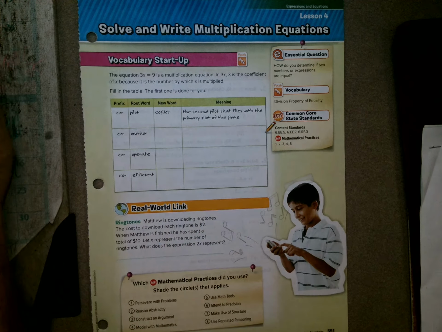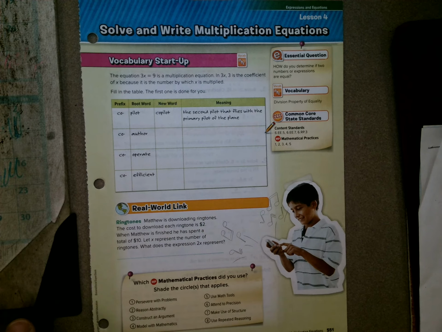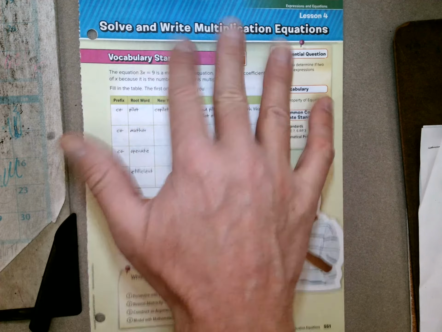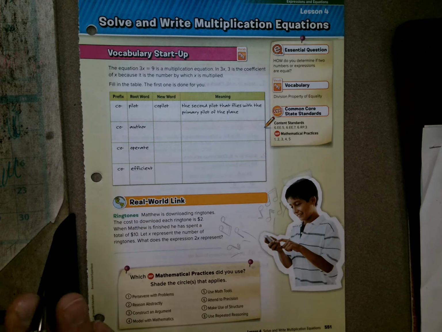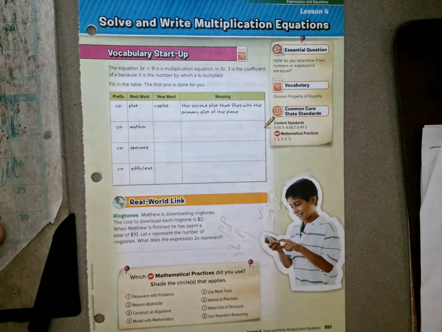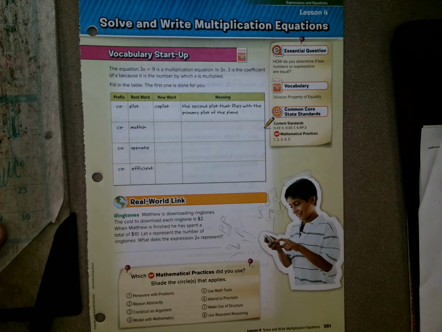Okay, we're moving on here. We're still in chapter 7. We're on lesson 4, multiplication equations. I don't mind if you use your calculator, but you got to show your work today. We're going to go ahead and get circled up.